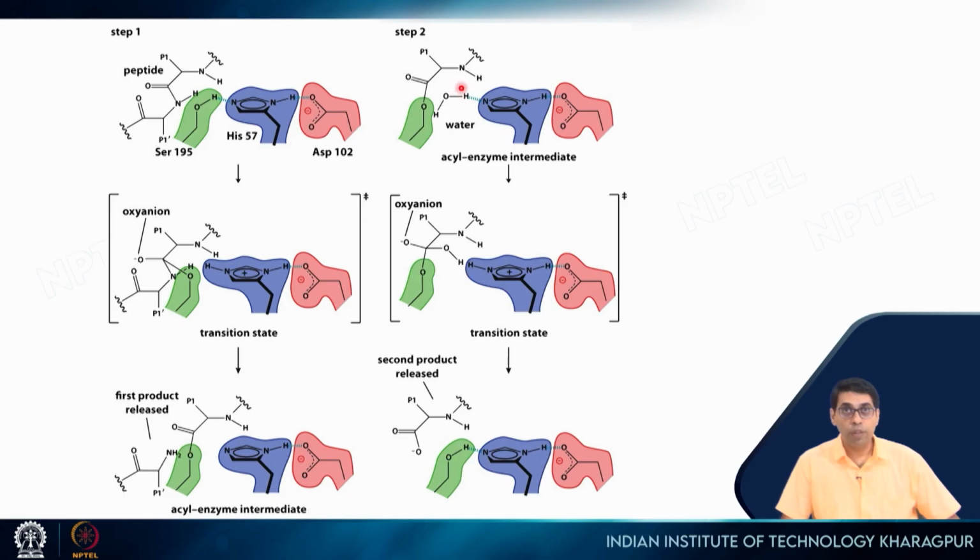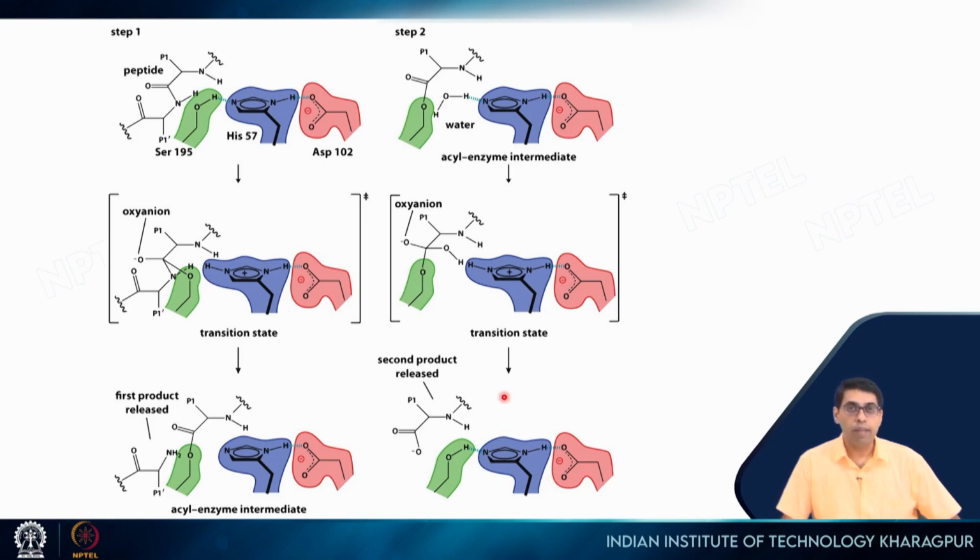The proton of the water is handed over to the histidine. So now histidine is again positively charged and we have a negative charge here. This is the second transition state. This will come back here and now this bond will break. So the carbon oxygen bond, where the oxygen belongs to the serine, breaks. So the second part of the peptide is released and the enzyme is regenerated, right?